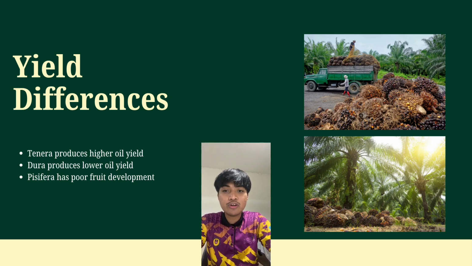Dura produces lower oil yield because much of the fruit consists of thick shell rather than oily mesocarp. Piscifera has high oil content, but because many bunches fail to mature, the overall fruit production is low. Tenera produces the highest yield because it has thinner shells and more mesocarp, allowing greater oil extraction. Higher yielding varieties maximize land use efficiency and reduce production cost per unit of oil. Therefore, Tenera is considered the most economical and productive variety for commercial plantations.